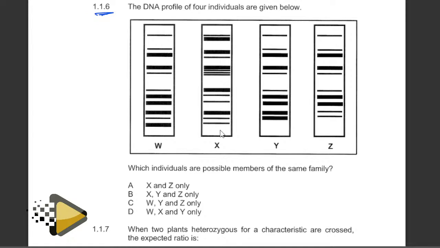DNA profile of 4 individuals are given below. Okay, sharp. Let's look at it. Saying that which one of the individuals are possible members of the same family. So it means that they have to be with something which is common almost throughout. Okay, first one is correct. Second one, no. Third one, correct. Fourth one, correct.